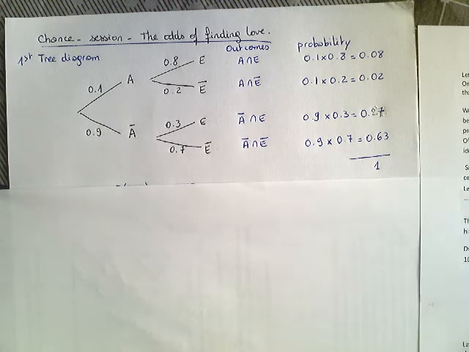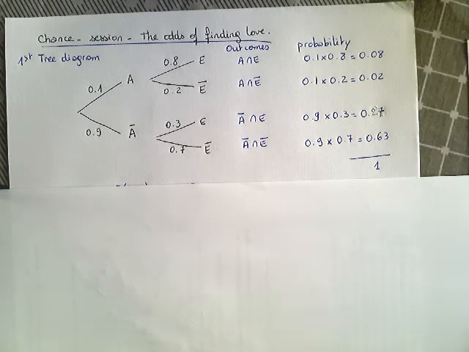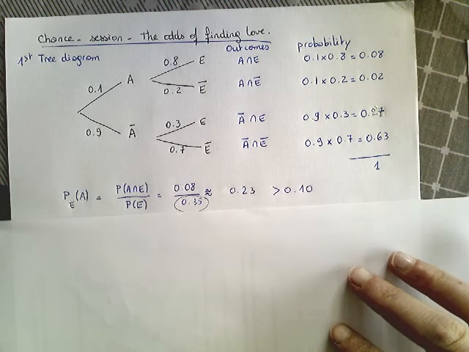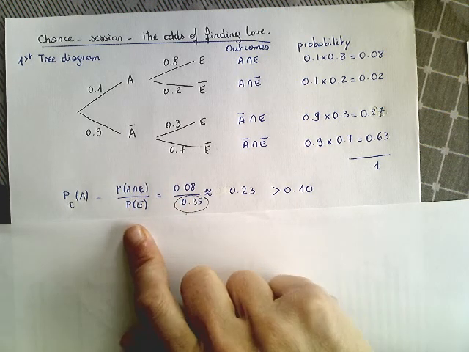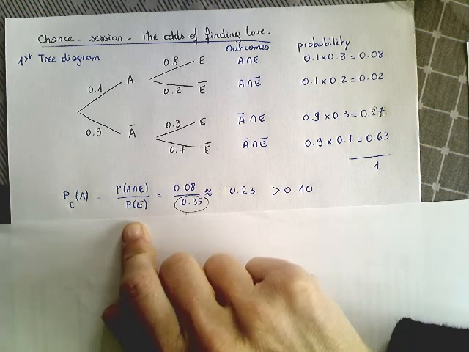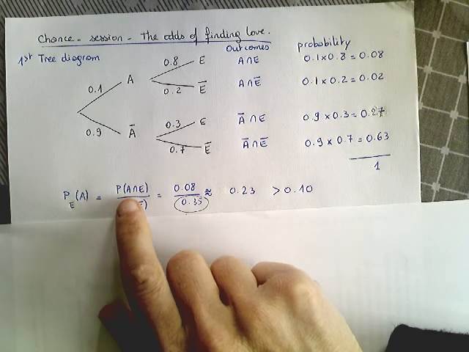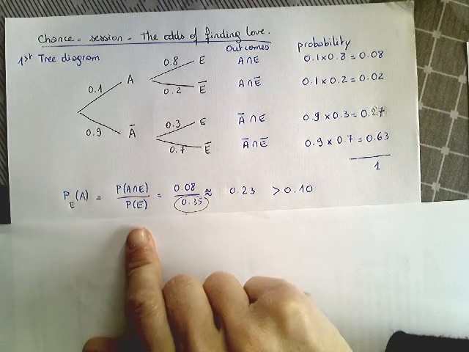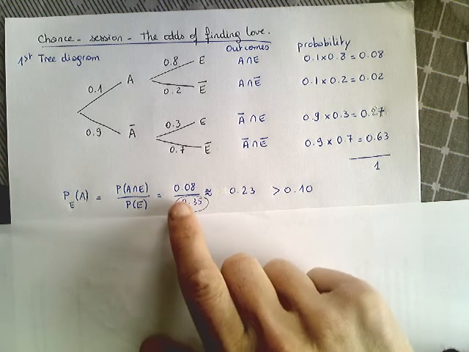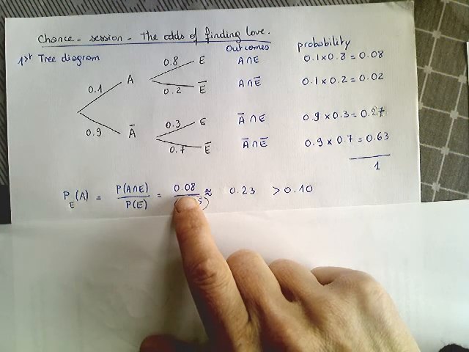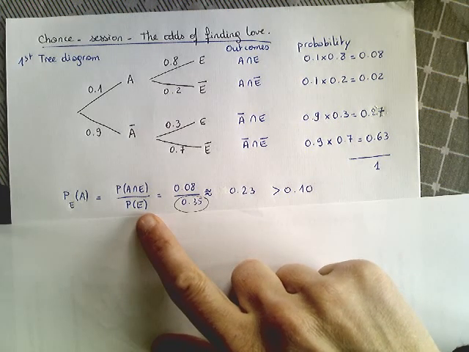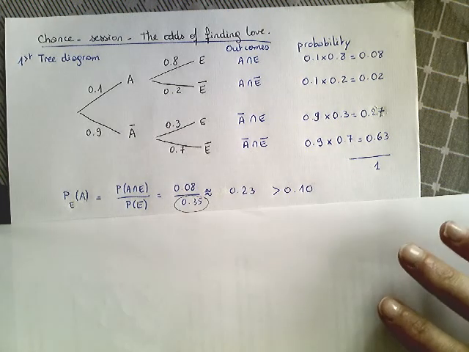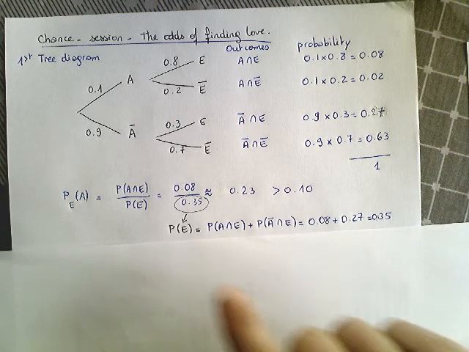So now you have to find a conditional probability, the probability of A given E. Recall the formula you learned in math class. The probability is equal to the probability of A and E divided by the probability of E. We already have the probability of A and E. It was 0.08, and we have to divide it by the probability of E. We didn't compute it yet, so you have to find it out.